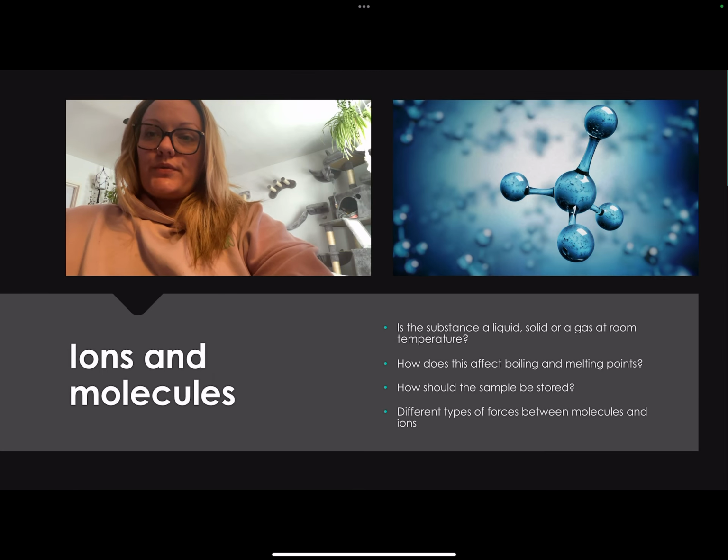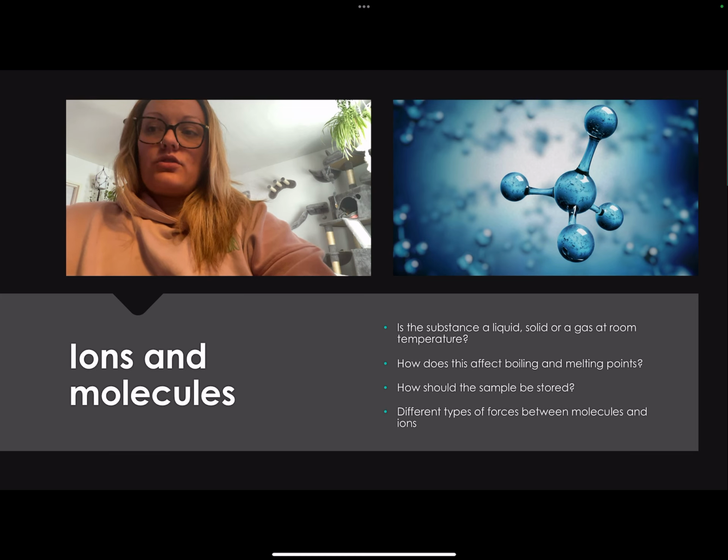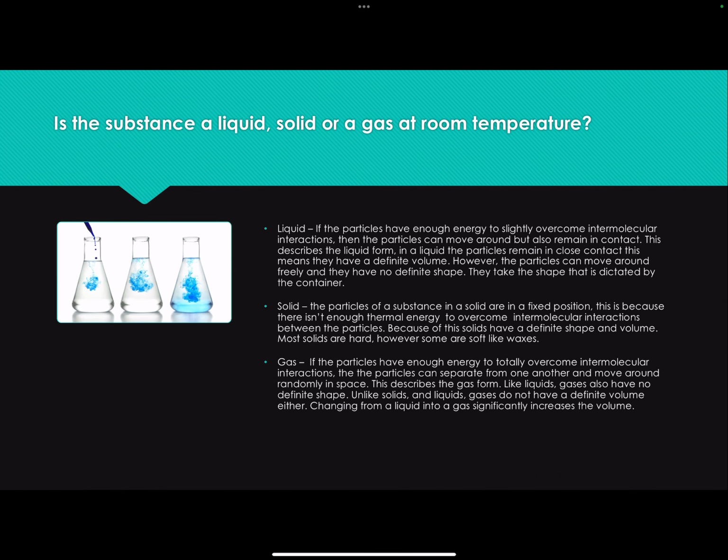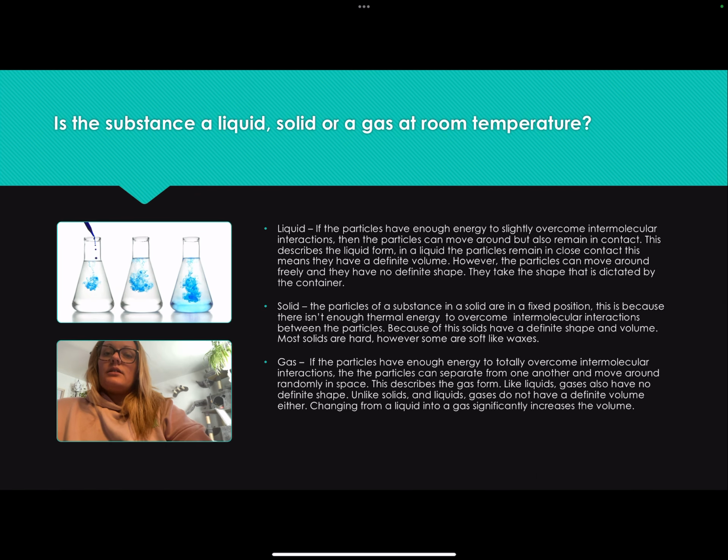Ions and molecules. Is the substance a liquid, solid, or a gas at room temperature? How does this affect boiling and melting points? How should the sample be stored? And the different types of forces between molecules and ions. Is the substance a liquid, solid, or a gas at room temperature?